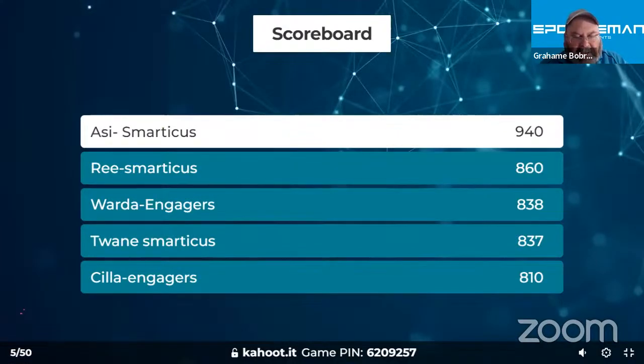Smarticus, Engages, and Smarticus again. Could that be the early running? So Graham, before you go on, one of the guys said Pick n Pay is incorrect. This question we got from organizers. I'm going to say that that's information that we've been given from your head office, so we'll put in whatever's there.